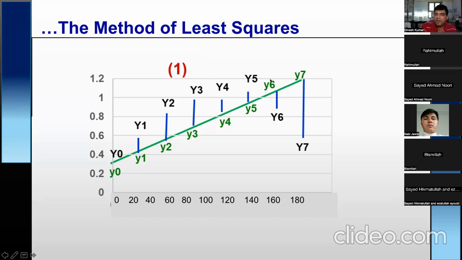This is in capital letter. This is your observed data. This data you have recorded from the field. And the green line, this data is predicted data.